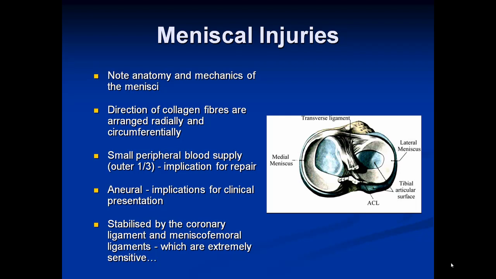The menisci themselves are aneural. They have no pain receptors themselves, and therefore the clinical presentation of meniscal injuries is often through locking or giving way. If there is associated pain, this is perhaps due to some other soft tissue injury. The menisci themselves are stabilised by the little coronary ligaments and the meniscofemoral ligaments, which are extremely sensitive, and this may be where the pain arises.